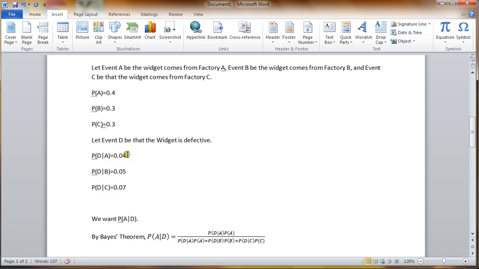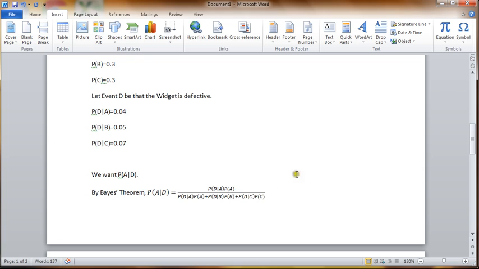What we have here is the probability of D given A, and what we want is the probability of A given D. What's the probability that it came from factory A given the fact that I know that it's defective, which is how we define event D to be. All right, so Bayes' theorem shows you how to turn this conditioning around.